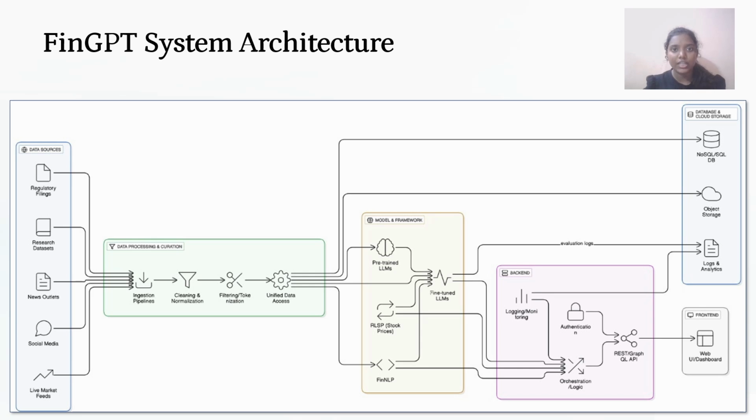Coming to the backend, it is going to handle authentication, monitoring, and APIs for external access. For database and storage, we can use SQL and NoSQL for structured data, and to store logs and analytics for evaluation, while unstructured data is used under object storage. Coming to the front end, a web UI or a dashboard is used for users to interact, get insights, and use AI tools.